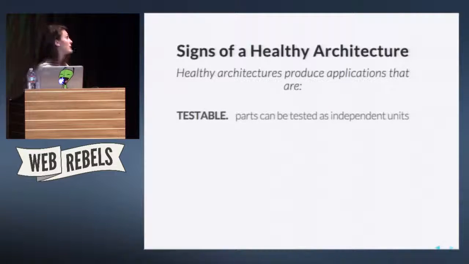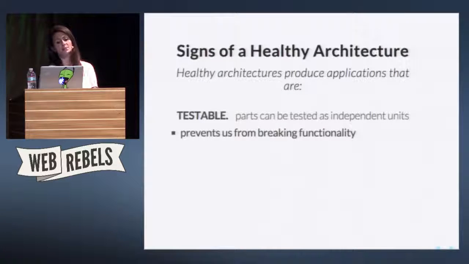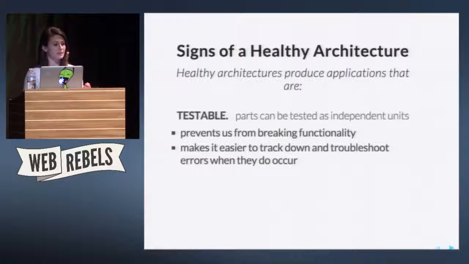The last point of a healthy application is that they're testable. So all the parts of an application can be tested as independent units. And this prevents us from breaking functionality, and it also makes it easier to track down and troubleshoot errors when they do occur. So think about when you're sick and you have symptoms of an illness, or you have pain in your body, and you go to the doctor. The reason that a doctor can diagnose you is because our bodies are very testable. We can get blood tests done, we can give urine samples, we can get imaging done for specific parts of our body so that we can narrow down and isolate the source of the problem.